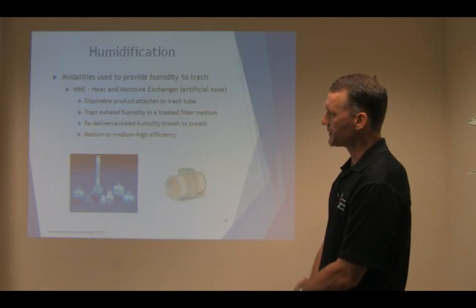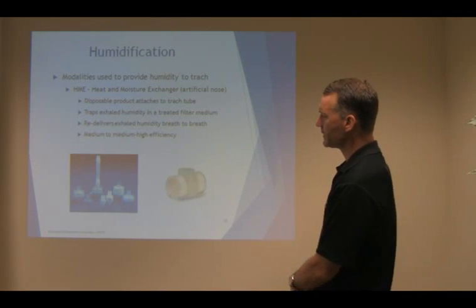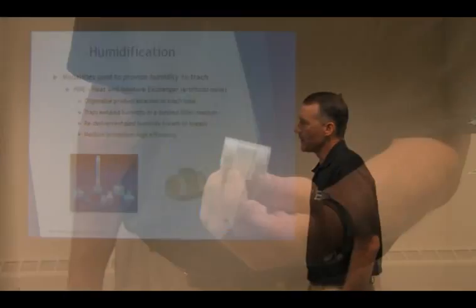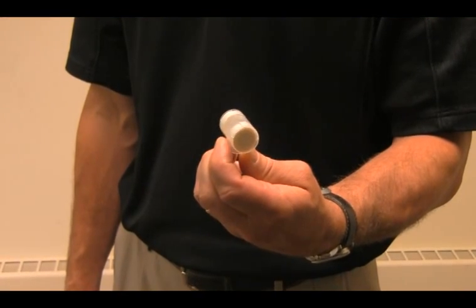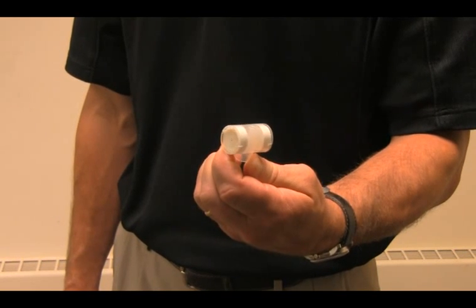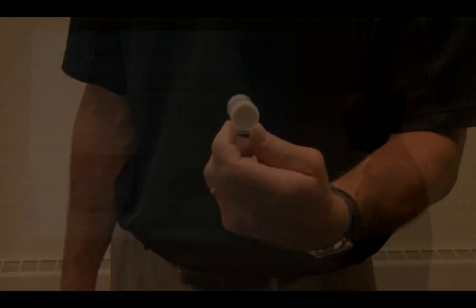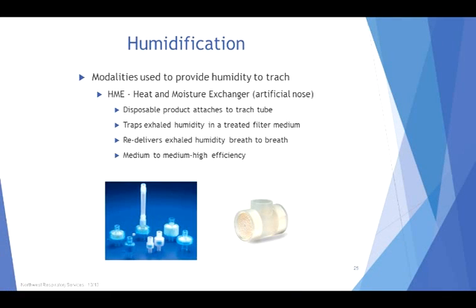A couple different types of humidification. We have the HME. These are getting more and more popular nowadays. They're classified as a heat and moisture exchanger, an artificial nose. They're a disposable product that attaches to the trach tube. It traps exhaled humidity in a treated filter medium, and it redelivers that humidity back to the lungs when they inhale. Medium to medium-high efficiency.